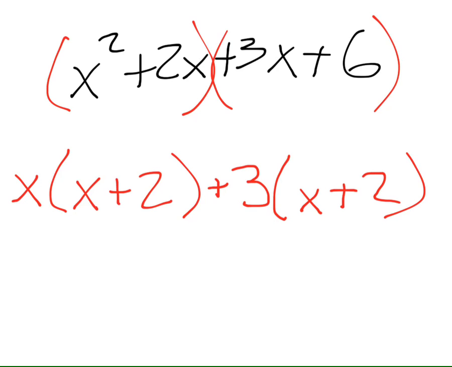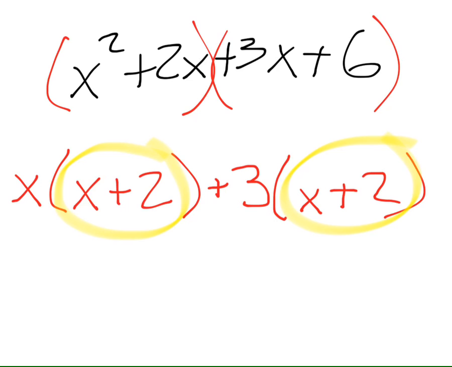Now again, at this point, we should always have the same binomial there and there. If we don't, one of two things either happened. We either factored it wrong, or you can't do it by grouping. We're going to do some examples of both in just a second. But we should always get the same binomial there and there. If we don't, we need to go back and check.